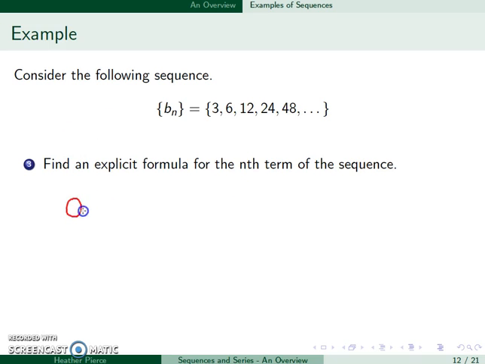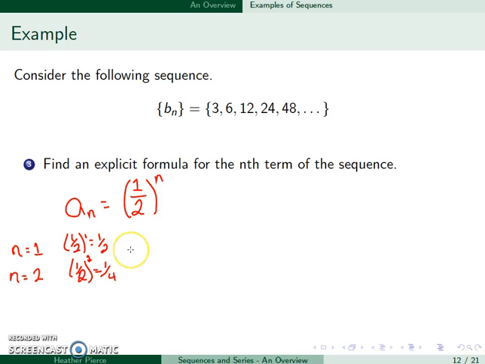To find an explicit formula, we should realize that by repeatedly multiplying by 1/2, we're actually doing 1/2 to the n power. And you'll notice here, if n is equal to 1, I have 1/2 to the n, which is just 1/2. When n is 2, I have 1/2 squared, which is 1/4. And this is not what I actually want.